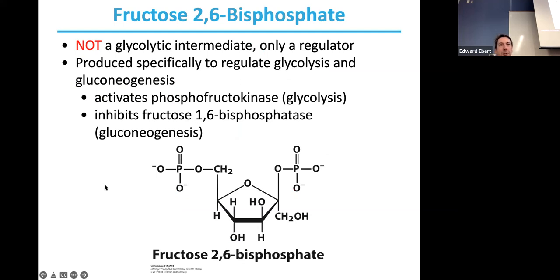Okay, so we've kind of mentioned this fructose 2,6-bisphosphate, and it's important to note this is not a glycolytic intermediate. It's just a regulatory molecule, and it's made specifically to regulate glycolysis and gluconeogenesis. It activates PFK1 for glycolysis, and it inhibits fructose 1,6-bisphosphatase for gluconeogenesis. So if we are in a state where we need more glycolysis, we're going to make some fructose 2,6-bisphosphate to promote PFK1 and inhibit fructose 1,6-bisphosphatase.